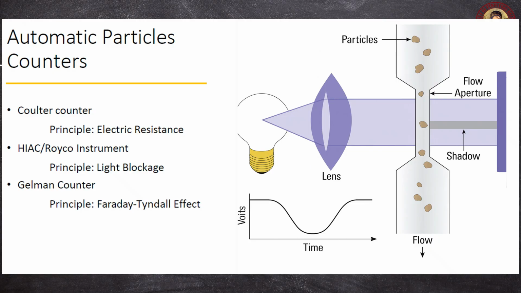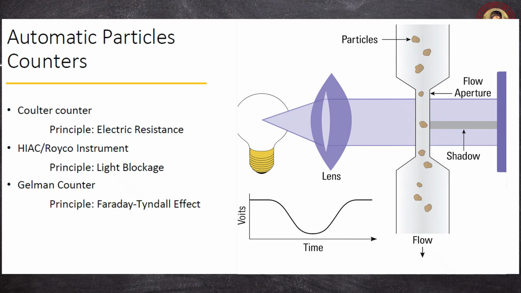First, the Coulter counter, which works on the principle of electric resistance. As each particle passes through a small aperture filled with an electrolyte, it disrupts the current, creating a tiny pulse. Each pulse corresponds to a single particle, and the pulse height tells us its size.